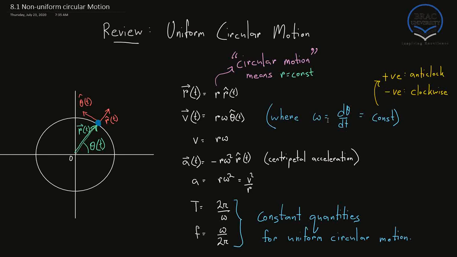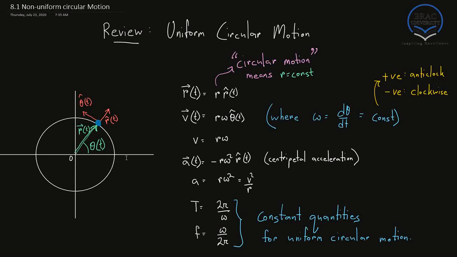Now our constant omega, which is d theta by dt, a positive rate of change of theta means that theta is increasing with time, which corresponds to anti-clockwise motion. And a negative d theta by dt corresponds to a clockwise motion because theta is decreasing with time.